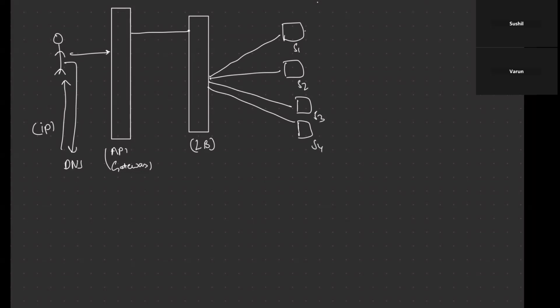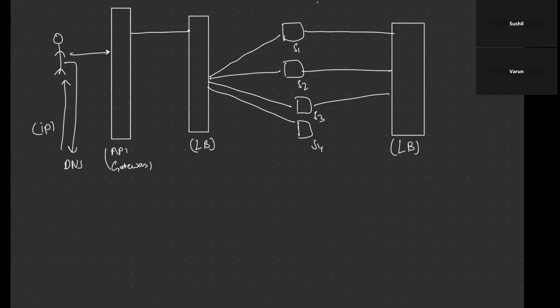And now, to talk directly with the DB, there is another load balancer layer which divides the load of the DB layer. So this is your DB layer. There are various DBs over here, DB1, DB2, DB3 and DB4. This is again a load balancer. It basically distributes the load.